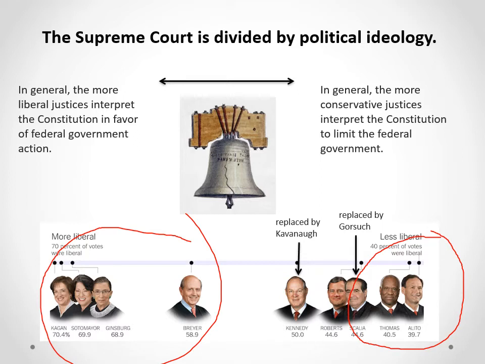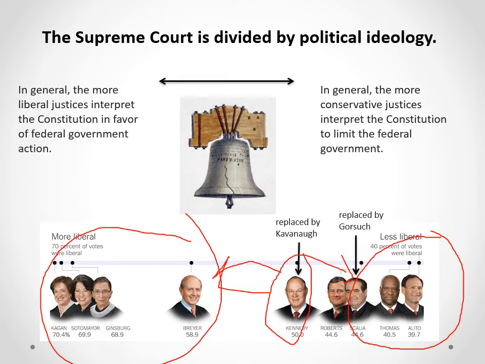Now, here you have Roberts and especially Justice Kennedy. Kennedy has been something of a swing vote. In tight cases where the decision is 4-5 or 5-4, Justice Kennedy is often the one who would be making the difference. Sometimes he would vote with his more liberal colleagues, and sometimes he would vote with his more conservative colleagues. When Kennedy retired, this was more controversial because now you were potentially replacing a swing vote with a potentially conservative justice.